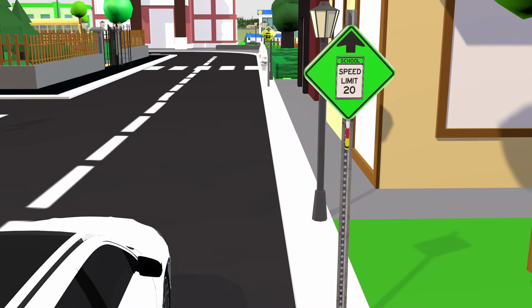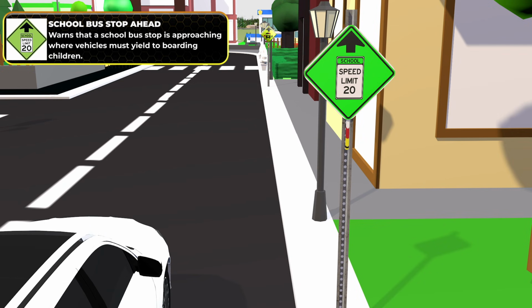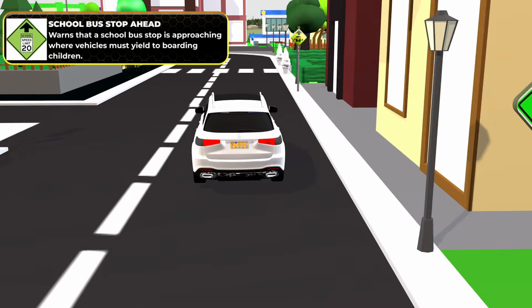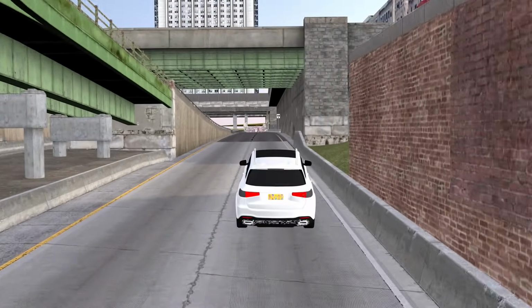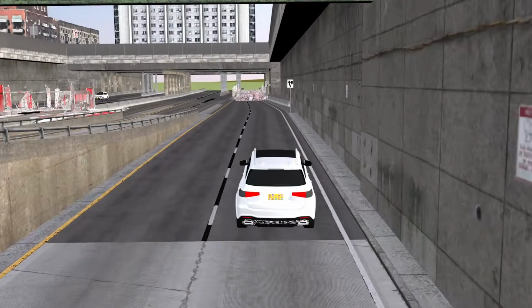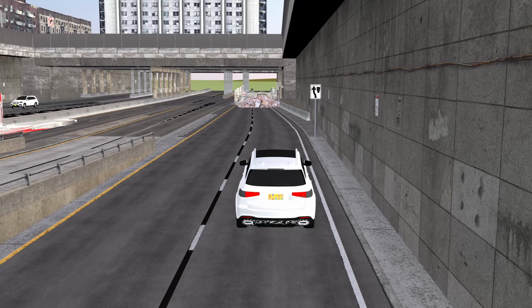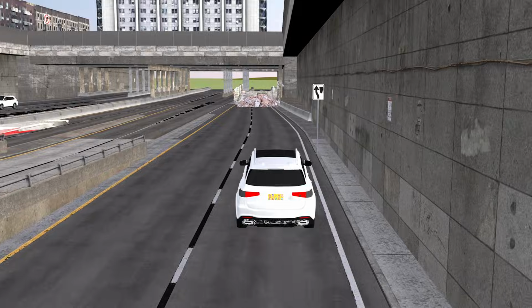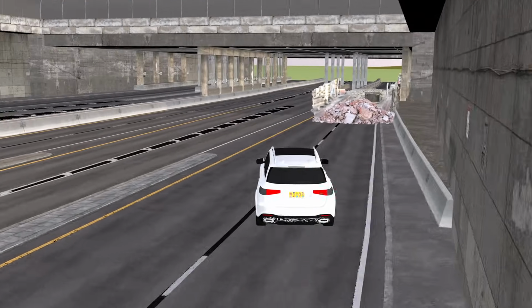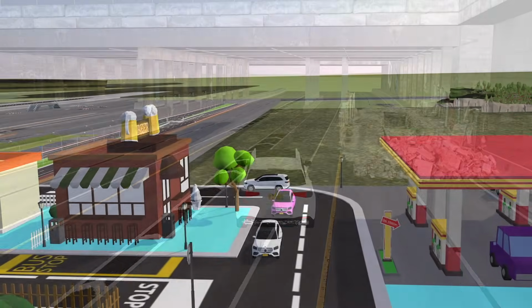This is the school speed limit ahead sign, and it means a lower speed limit applies in the upcoming school zone. This is the keep left sign, and it means that drivers are required to stay to the left of a traffic island, barrier, or divider. This guidance helps vehicles navigate safely around obstacles while maintaining organized traffic flow.